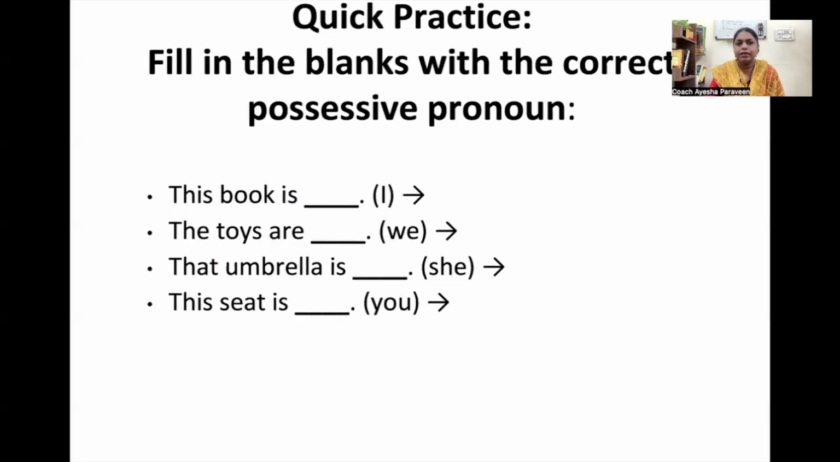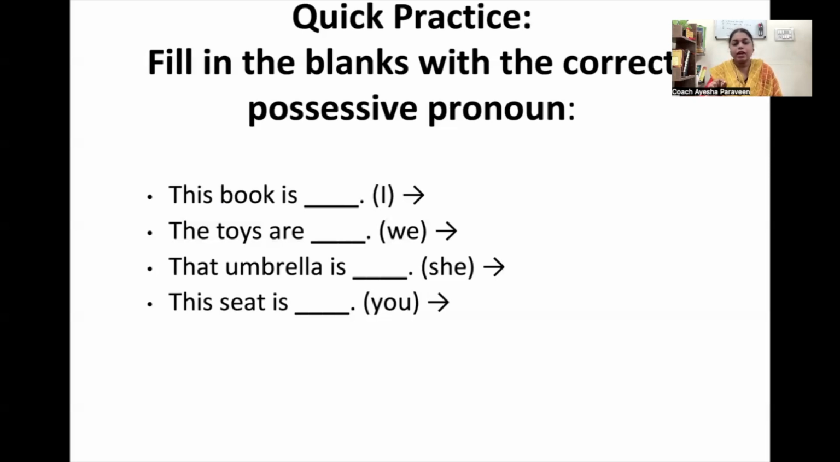Let's understand with examples. Now I will ask you to fill in the blanks and you will see how well you understood the possessive pronoun. Write down your answer; I'm not going to show it right now, I will show it later. Check whether your answer is right. This book is dash. Here you have to replace I with the possessive pronoun. What I changes into as a possessive pronoun, you have to fill in the blank. I will show the answer a little later.